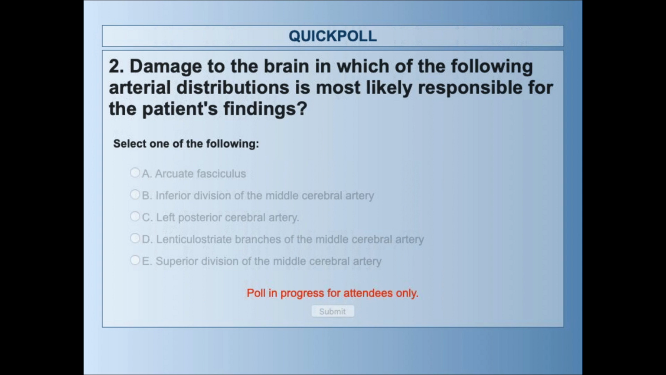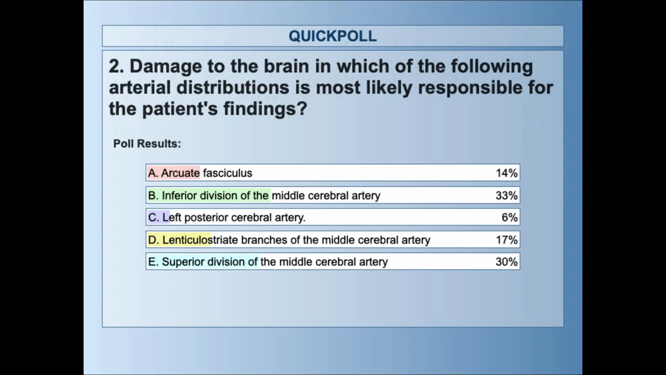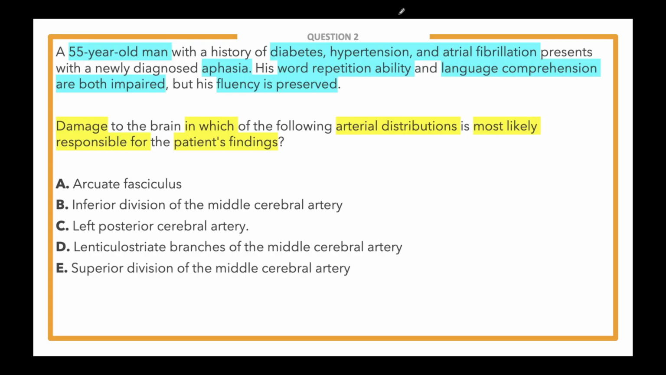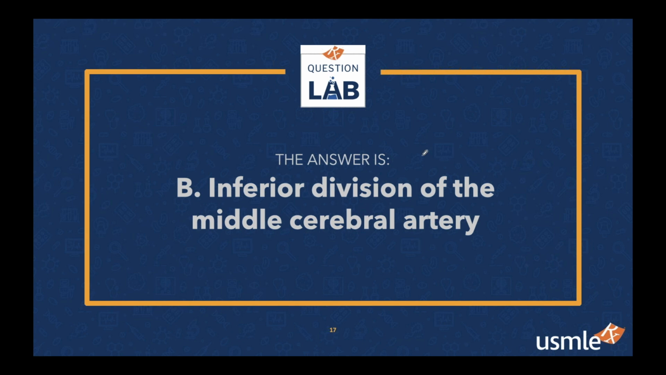Looks like we might have a tie. Right, and let's see what all of you selected. It was close. So 33% of you selected inferior division of the MCA and 30% of you selected superior division of the MCA. So let's take a look and see what the correct answer is. And the correct answer is B, inferior division of the MCA or middle cerebral artery. And with that, I'll hand it off to Paris.